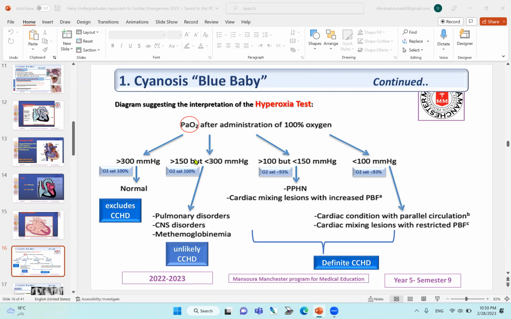If it is above 150 but still below 300, it may be caused by a pulmonary disorder like pneumonia, or CNS disorders like CNS depression by anesthesia, or a disease called methemoglobinemia. If we find it above 300 millimeters of mercury, this is normal, and this excludes congenital cyanotic heart disease.